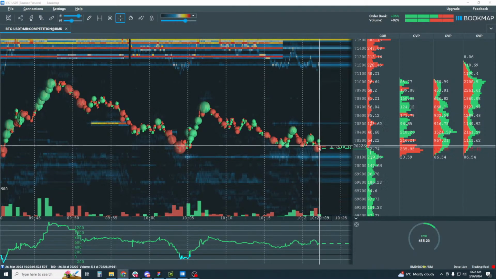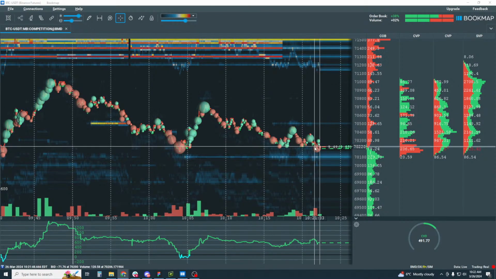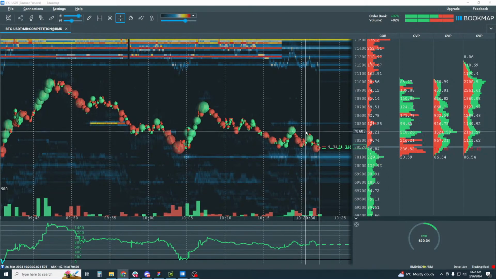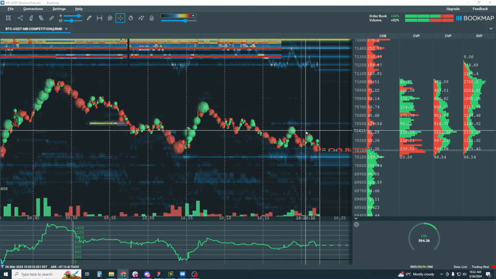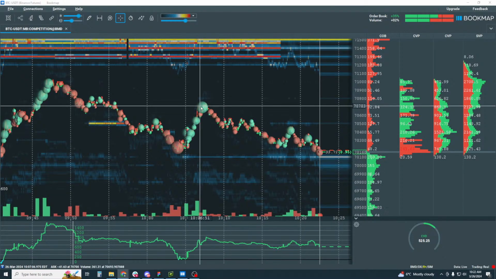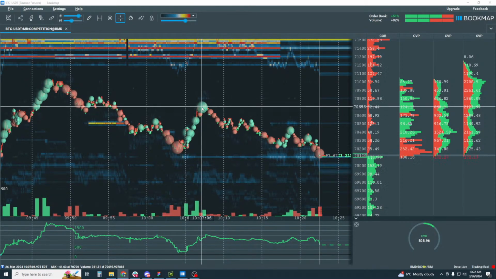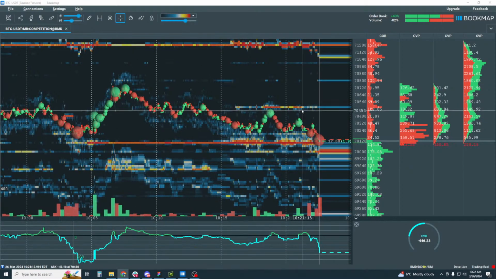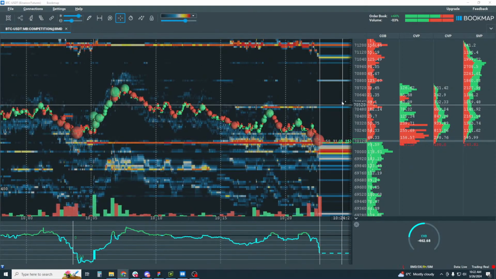Okay, what about the opposite scenario? Well, what if this is a trap in here and buyers snatch it away from this level here and move price back on up? So we'd look for it to auction up here, and we'd look for these big green dots up here. And if we can get that, then our scenario is more likely: we will trade back up to this area and swing up here.